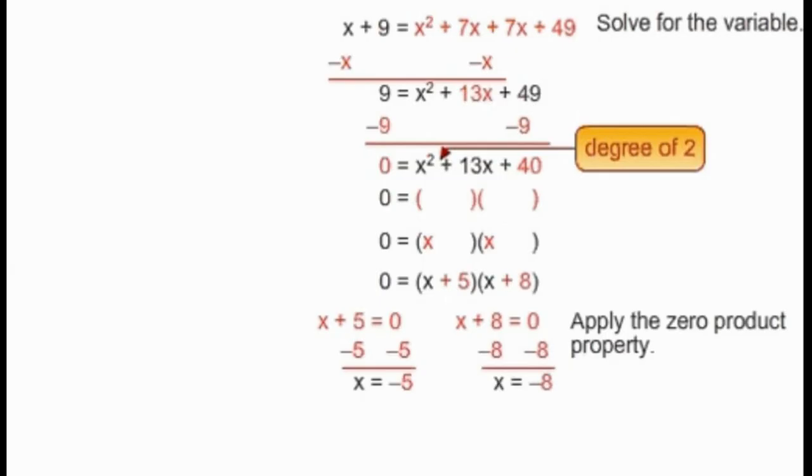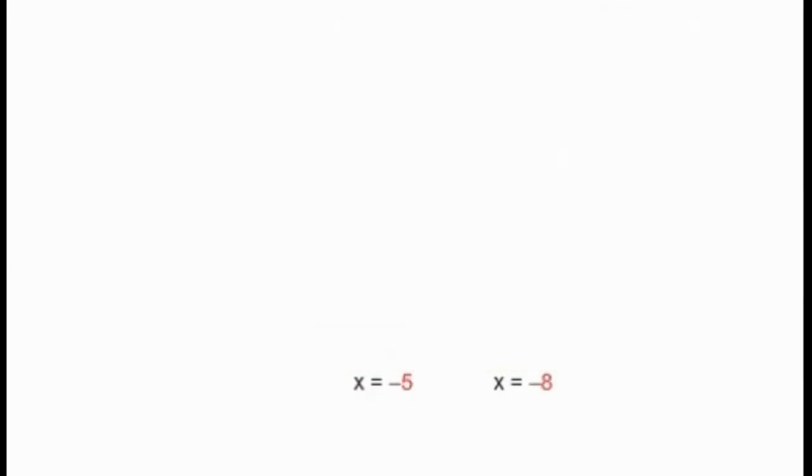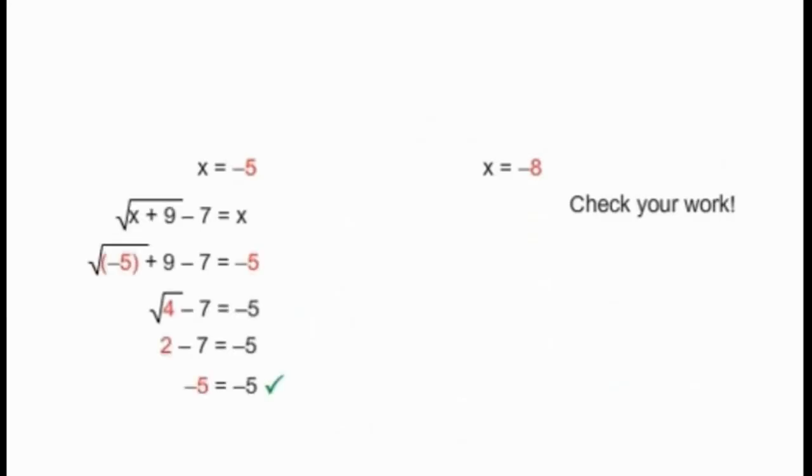Whew, that was a lot of work. But it was worth it because now there are two solutions, as indicated by the degree, that can be checked in the original equation. Since two answers were found, x equals negative 5 and x equals negative 8, both of these solutions must be substituted for x in the original equation to see if one or both of them are extraneous solutions. Don't forget to substitute these values everywhere you see the variable.